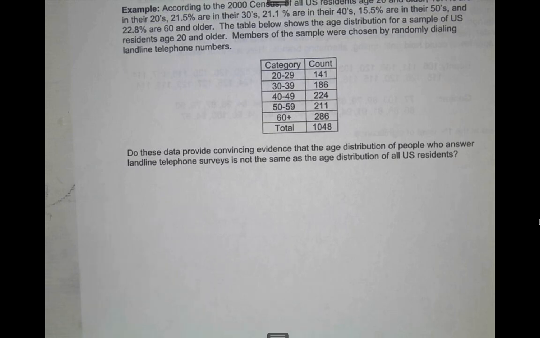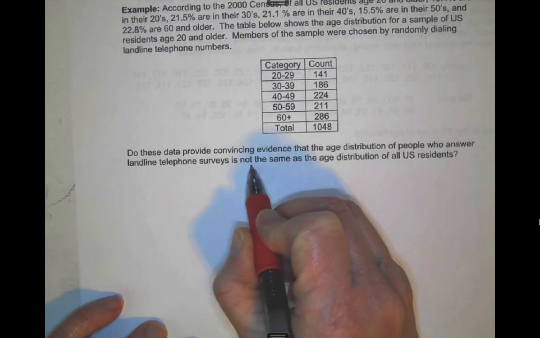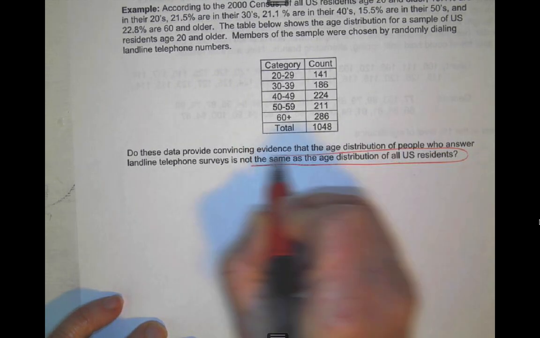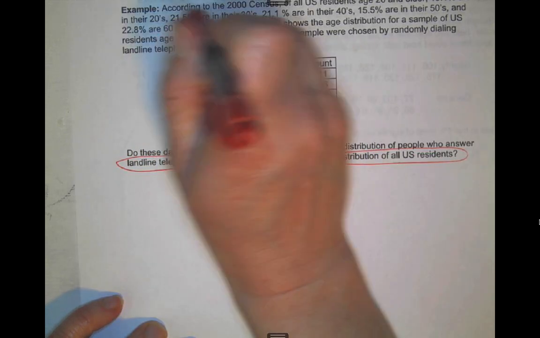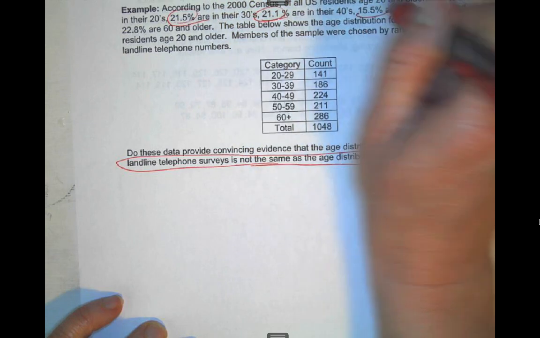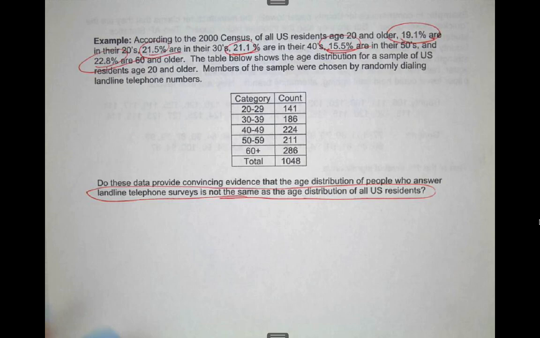Then this says, do these data provide convincing evidence that the age distribution of people who answer landline telephone surveys is not the same as the age distribution of all U.S. residents? So this one is not saying anything about them being uniform. So I'm not trying to check if these are equal to each other. I want to know if they're equal to these percentages up here. Okay, so it's a little different from the last one.